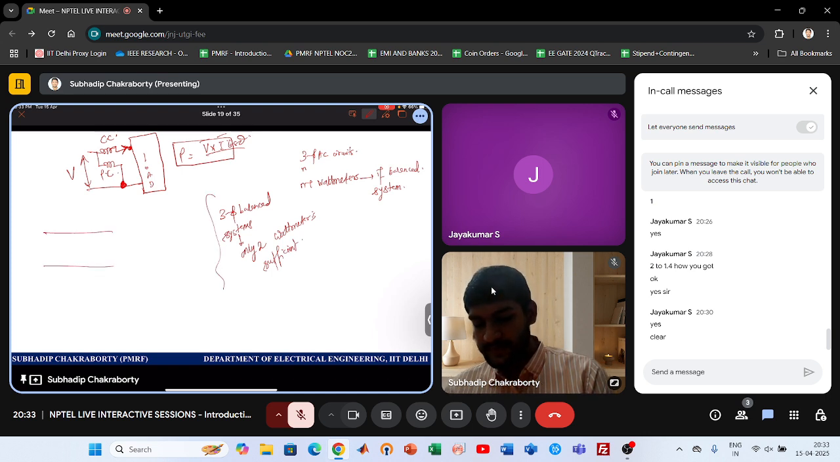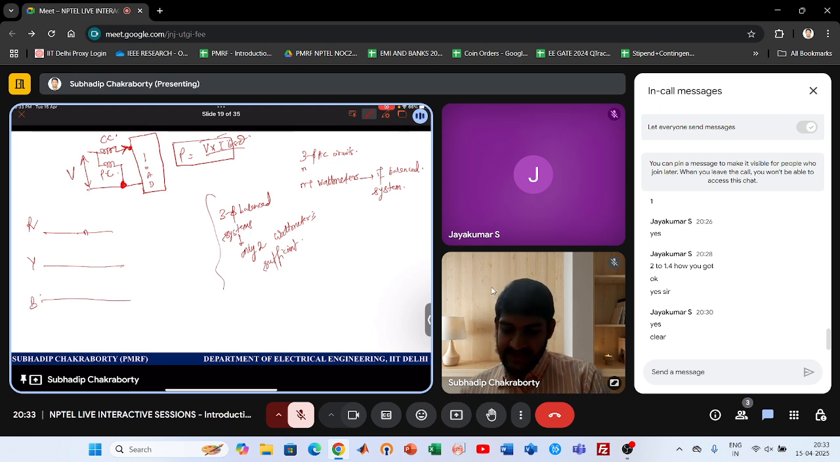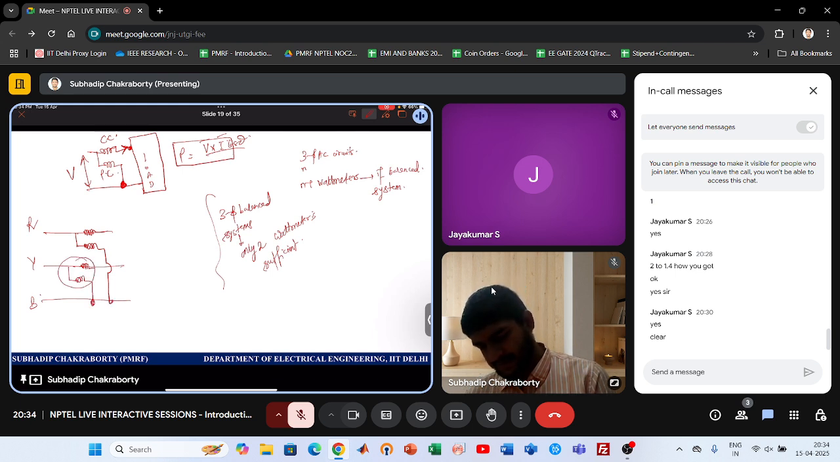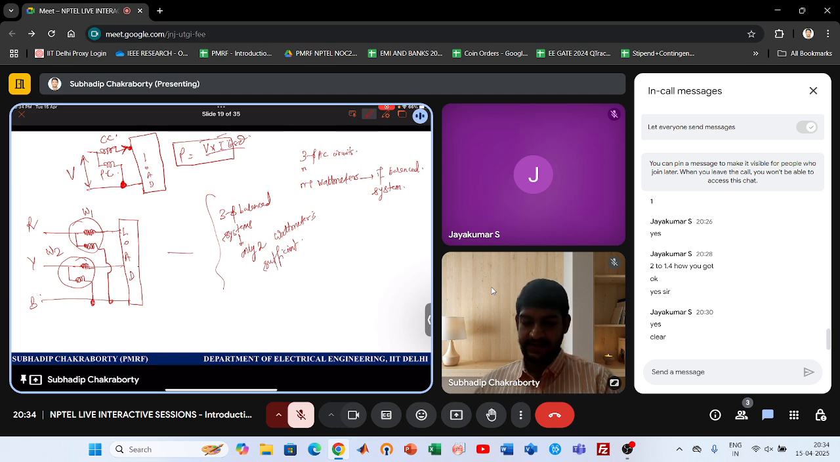So actually what we do, if we have R, Y, B, we connect one wattmeter like this and another wattmeter like this. So this is called W1 and this is called W2, and this is the load, right? So consider a balanced system like this, and this is the sequence R, then Y, then B, right? So RYB sequence.